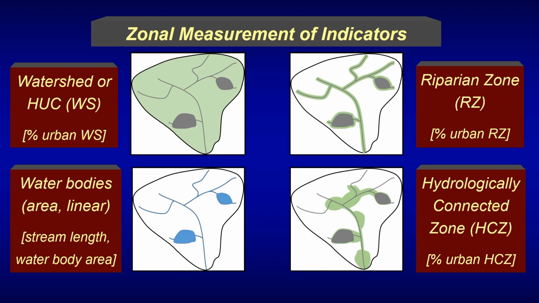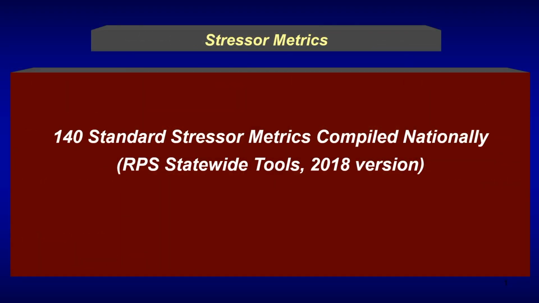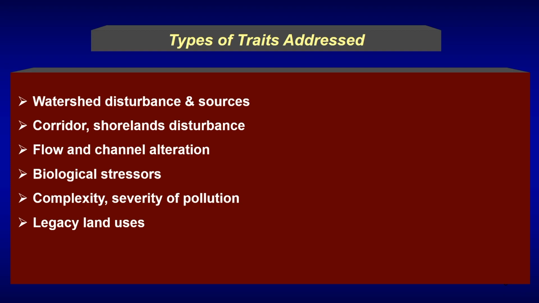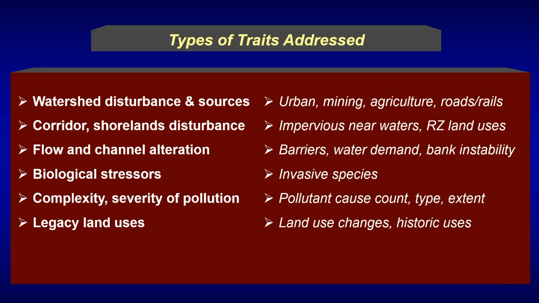And HCZ identifies indicators measured exclusively in the hydrologically connected zone, which is based on a topographic wetness index and contiguity with surface waters. About 140 stressor indicators are included in the standard RPS Tools indicators, and many others are often added by RPS users with their own data. The 6 general subcategories on the left and the examples of each on the right demonstrate the common traits addressed and the indicator variety that exists.